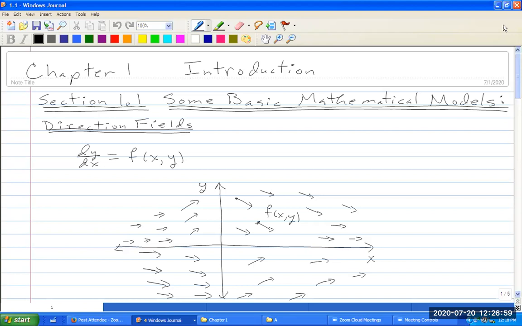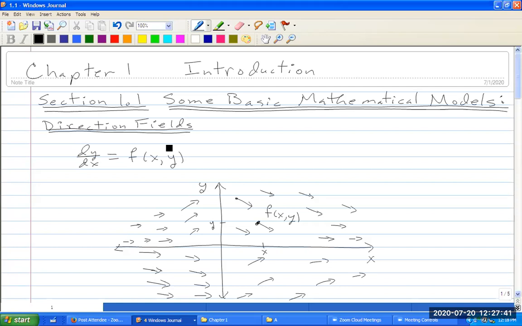And so section 1.1, some basic mathematical models. First they're talking about direction fields. You have some differential equation of the form dy over dx equals f of x, y for some function f. So what you can do is the following. At some point, let's say this is the point x, y, you pick some point x, y in the plane.